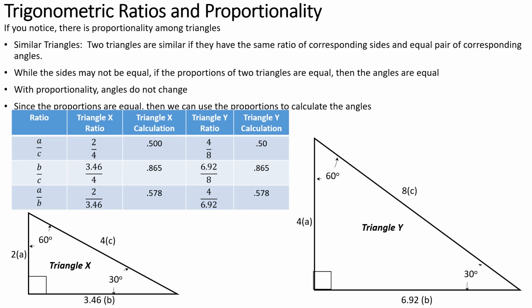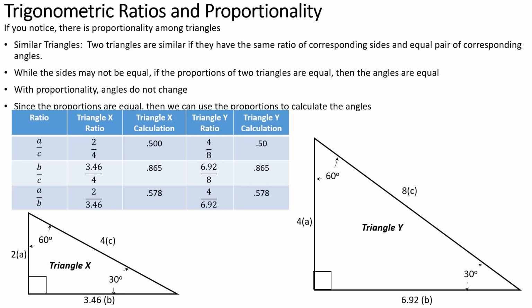Now, I want to go over some proportions here because this is going to be important in understanding trigonometric ratios. First, remember, triangles are similar if they have the same angles. Not the same lengths, but the same angles. Here's what's interesting: if I have similar triangles, each with the same angles, the proportions of those lengths are going to be the same.